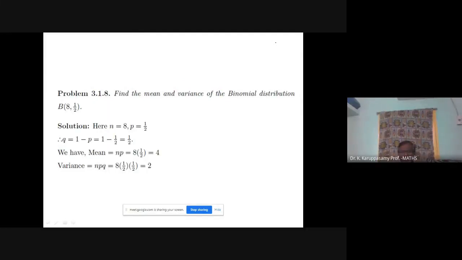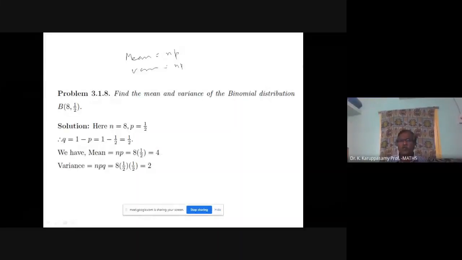Some multiple choice questions may be asked from binomial distribution or part A questions. What are the things you may remember? You must remember the mean formula. The mean of a binomial distribution is NP. The variance formula is NPQ. Using these formulas, we can expect problems in multiple choice or part A questions.